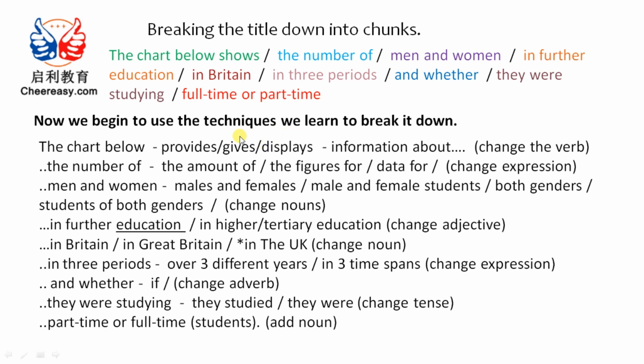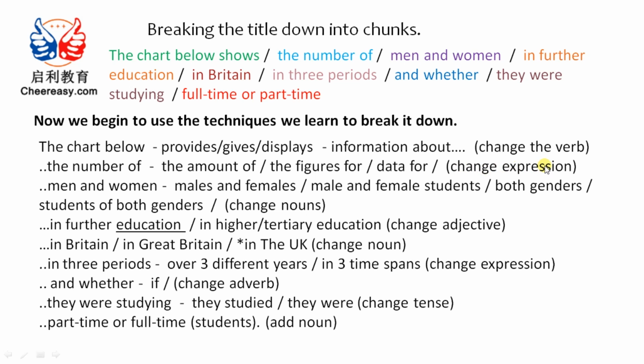So let's look at the way we can change some of these things. The chart below displays information about. So we can change the verb, or we can even use a noun. Yes? Okay, the next one. The number of. We can say the amount of, the figures for, the data for, and other things similar.